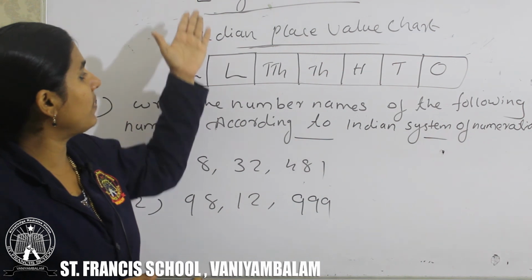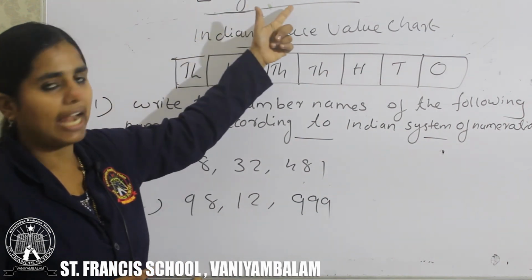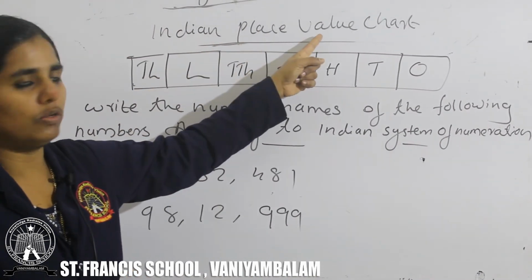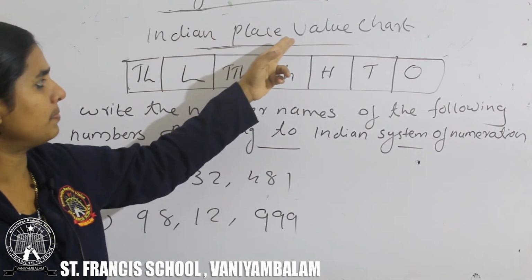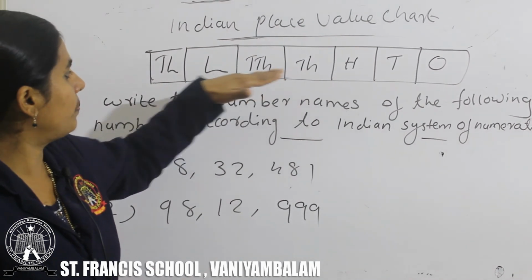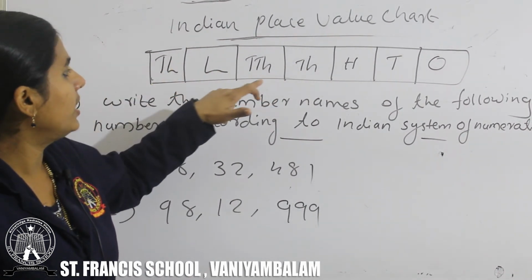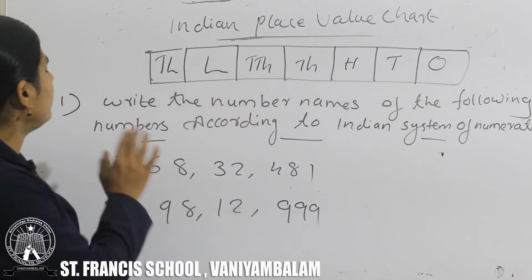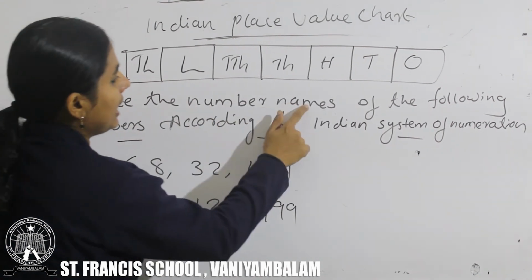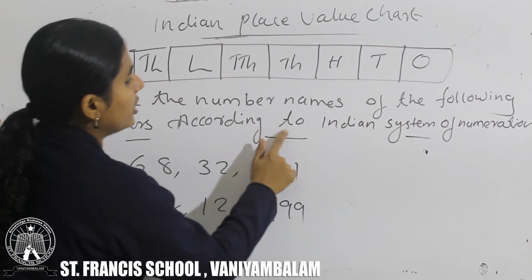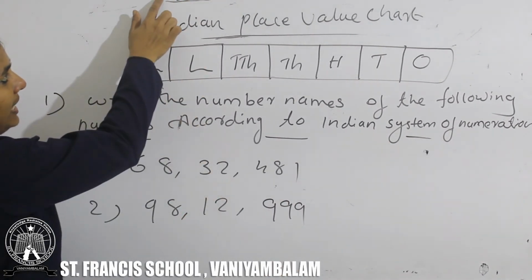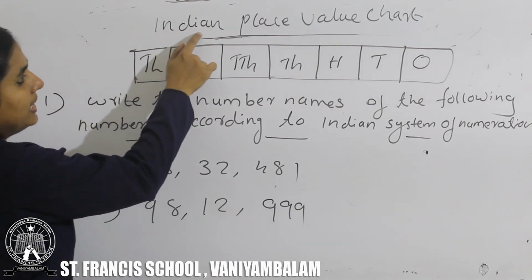Look here, this way we want to write in your notebook. First write the topic, large numbers. Then second we want to write the heading, Indian place value chart, otherwise Indian system of numeration. After that we want to draw columns like this, then place the place value chart of the Indian system of numeration. After that you want to write the activity. This is your activity: write the number names of the following numbers according to the Indian system of numeration. This pattern we want to keep. Okay, heading large numbers. Then second your topic, Indian place value chart.